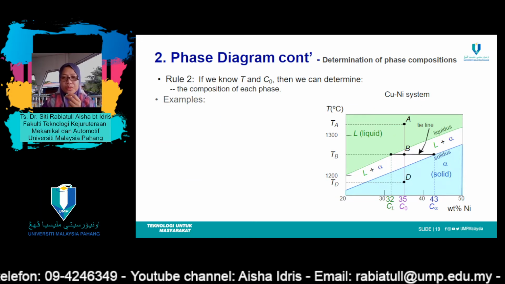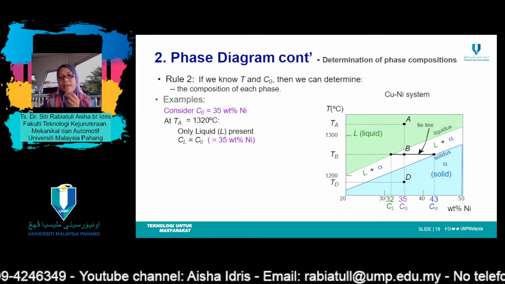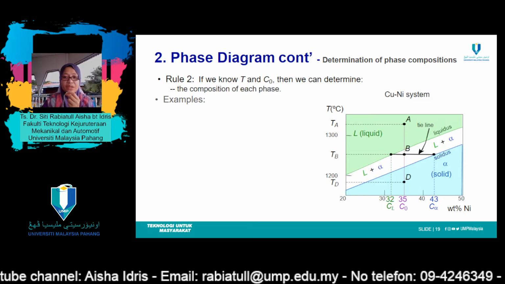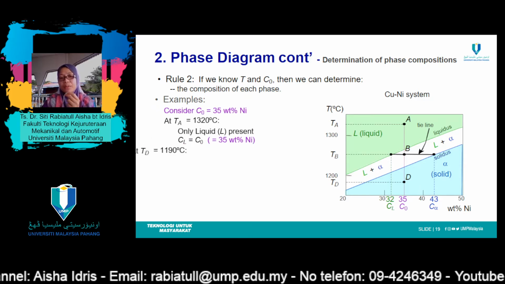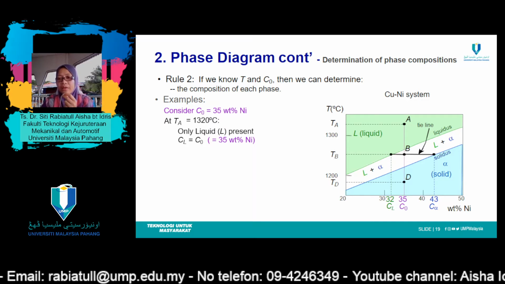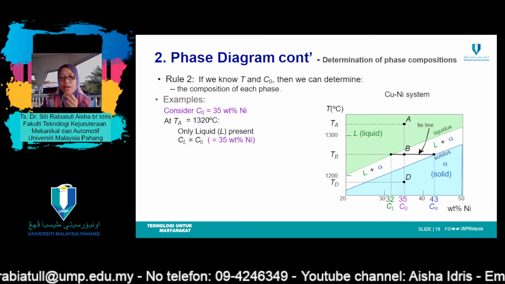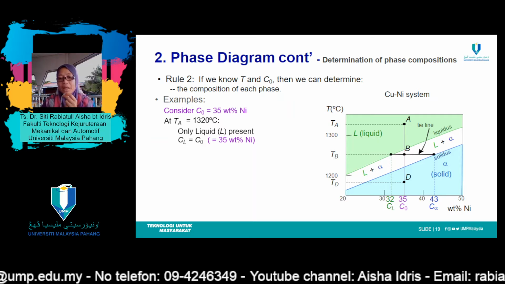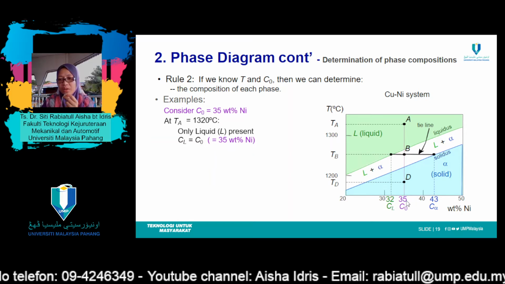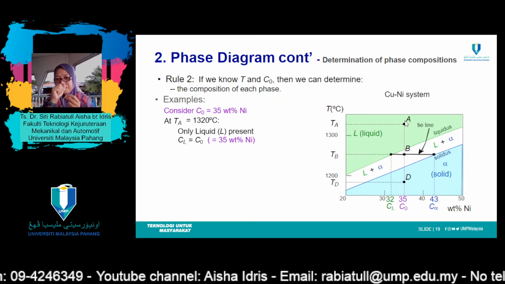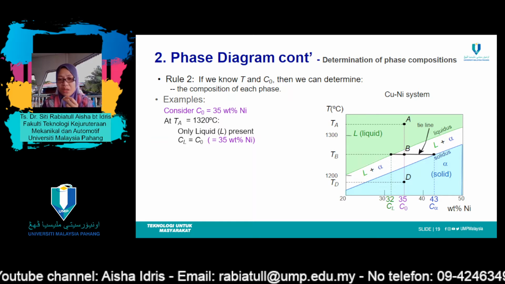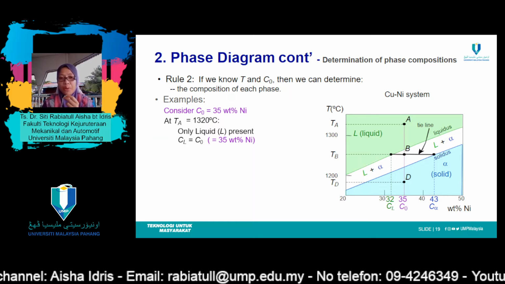Move on to rule number two. Rule number two says that if we know the temperature and C naught, then we can determine the composition of each phase. For example, at point A the temperature is 1320 degrees C, and we know that C naught is 35 weight percent. So moving up over there, we know the composition of the liquid equals C naught, which is 35 weight percent of nickel.